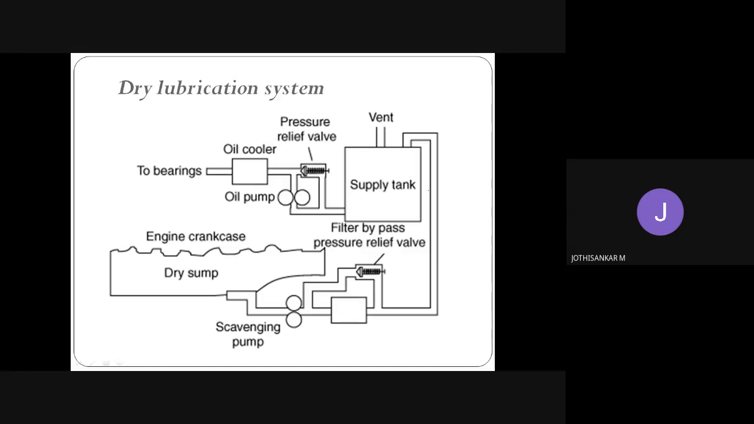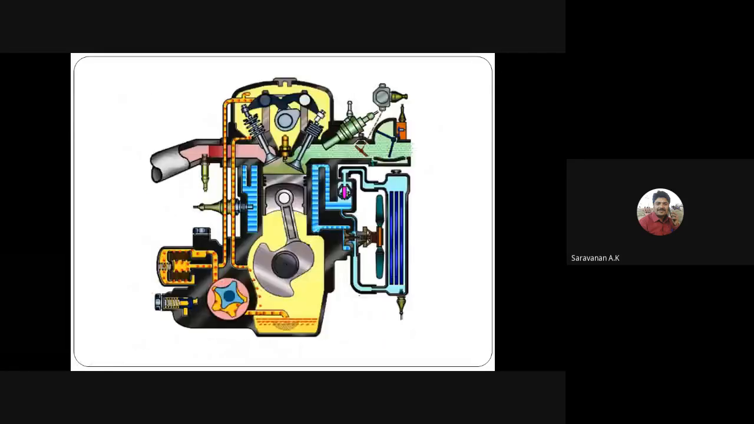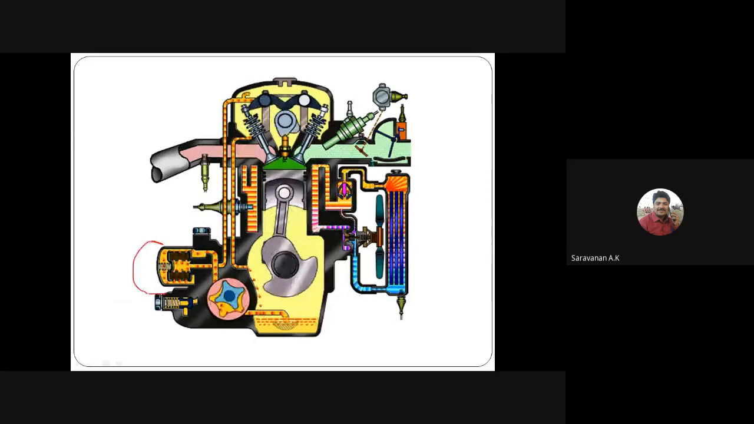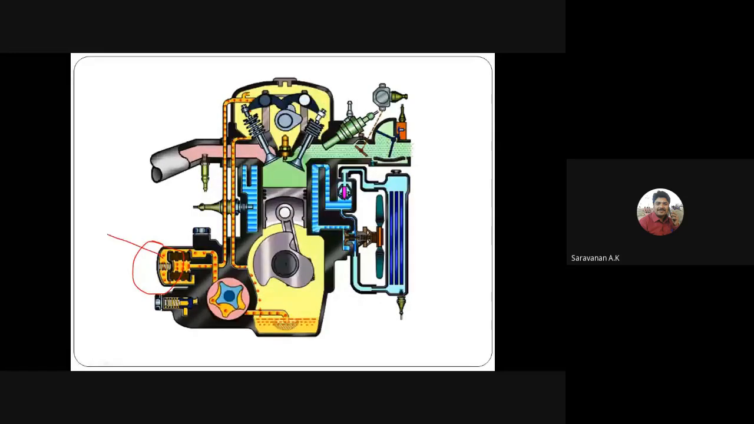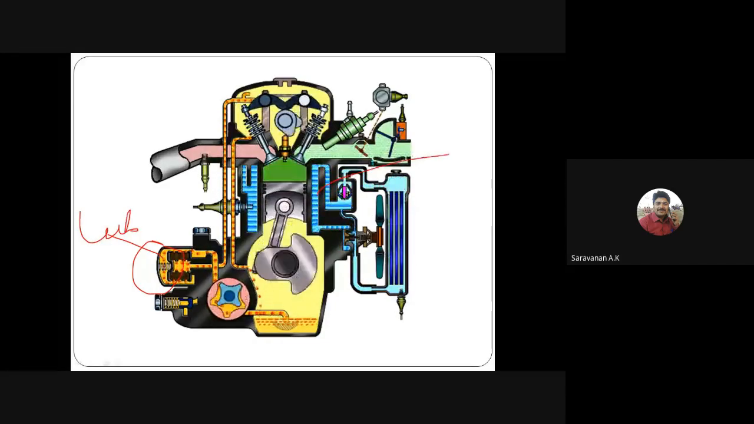Yes sir. Okay, then we switch over to the second part, the cooling system. What is the cooling system, and why do we require cooling in the engine? So you can see here the simple engine. We have the lubrication system, the main part, and here the yellow parts are the lubrication ones.